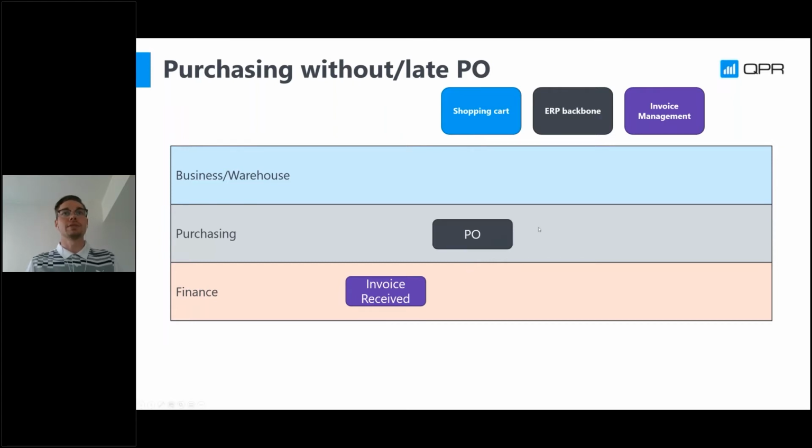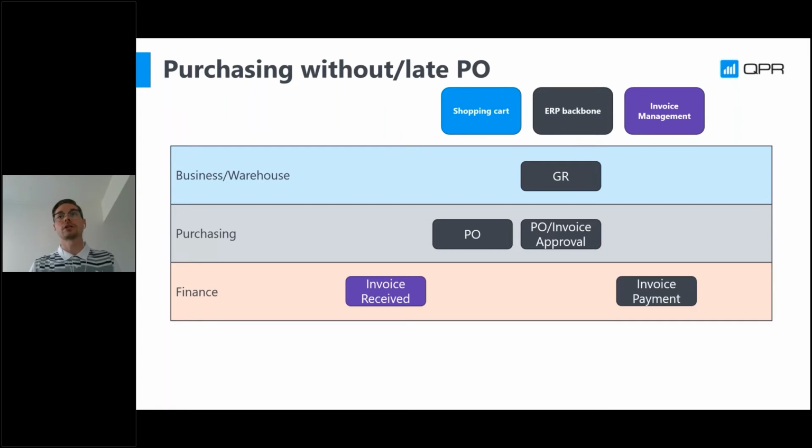And potentially raising these POs, as we call them, late POs, to be able to process the invoice. There is a PO being raised, and it can also be done by the business, obviously, and then paid afterwards. There's the goods received needed by the business or the warehouse, invoice approvals, PO approvals, and just after that, the invoice can be paid. I would say PO penetration rate is a KPI that we will discuss later today together with the QPR tool.